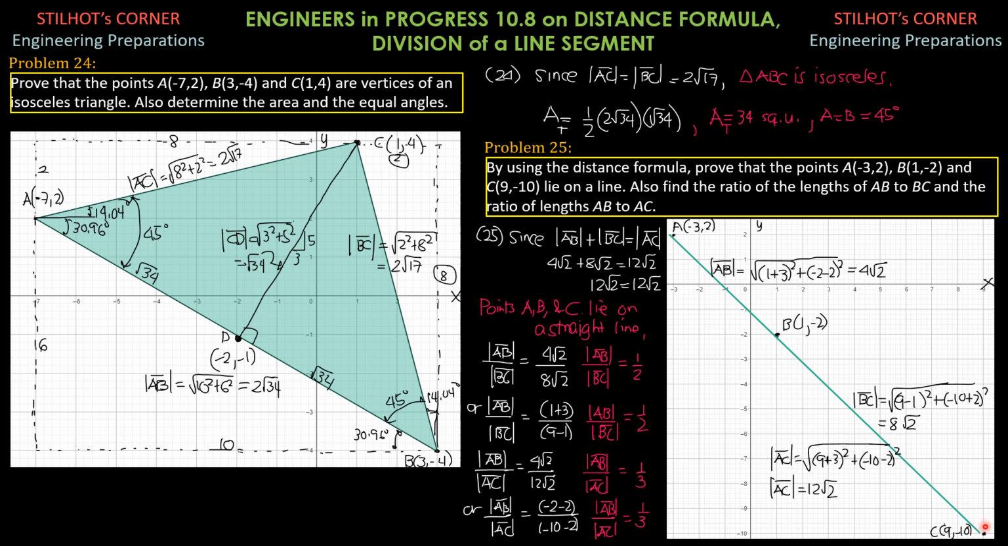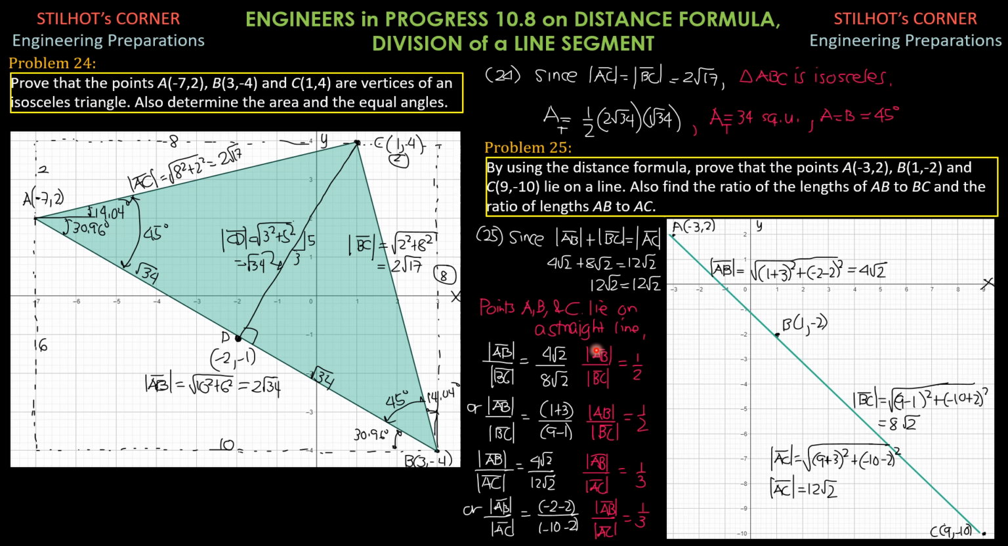Then the length of AC is the square root of 9 minus negative 3, so 12 squared, plus quantity negative 10 minus 2 squared, also 12 squared. 12 squared plus 12 squared is 12 square root of 2 units. Since AB plus BC, which is 4 square root of 2 plus 8 square root of 2, that's 12 square root of 2, is equal to AC, which is 12 square root of 2 units, we conclude that points A, B, and C lie on a straight line.